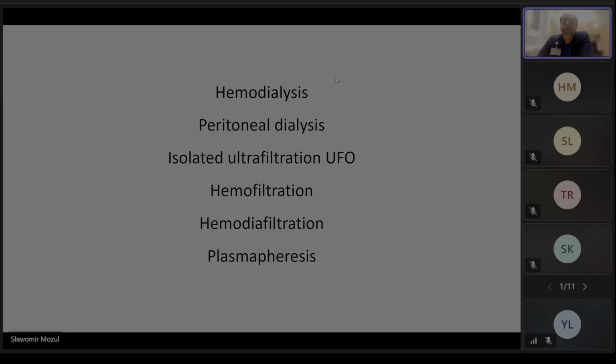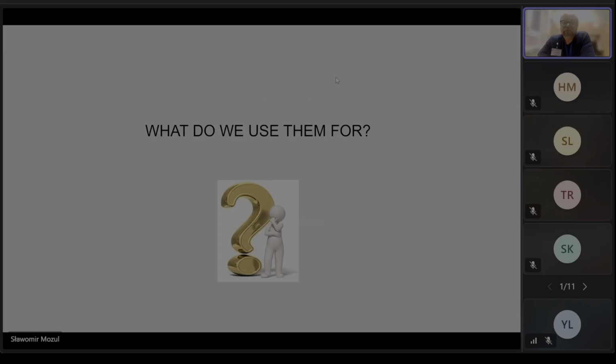Procedures involving the use of extracorporeal machines will include hemodialysis, peritoneal dialysis, isolated ultrafiltration, hemofiltration, hemodiafiltration, plasmapheresis. All of these procedures are performed in our hospital, and some of them you have already seen during your nephrology classes. So the question is, what do we use them for?